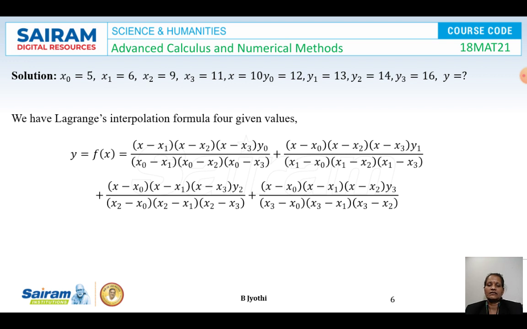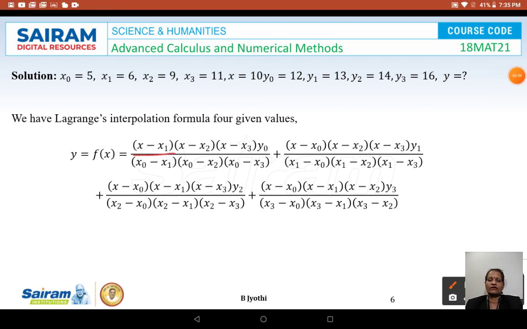And we'll consider the formula, that is the Lagrange's interpolation formula for the given values: y is equal to f of x, that is given by x minus x1, x minus x2, x minus x3, because we have only up to x3. No need to write the x4 term. And here it is multiplied with the y0, and from x0 the same terms are subtracted. That is x0 minus x1, x0 minus x2, x0 minus x3.